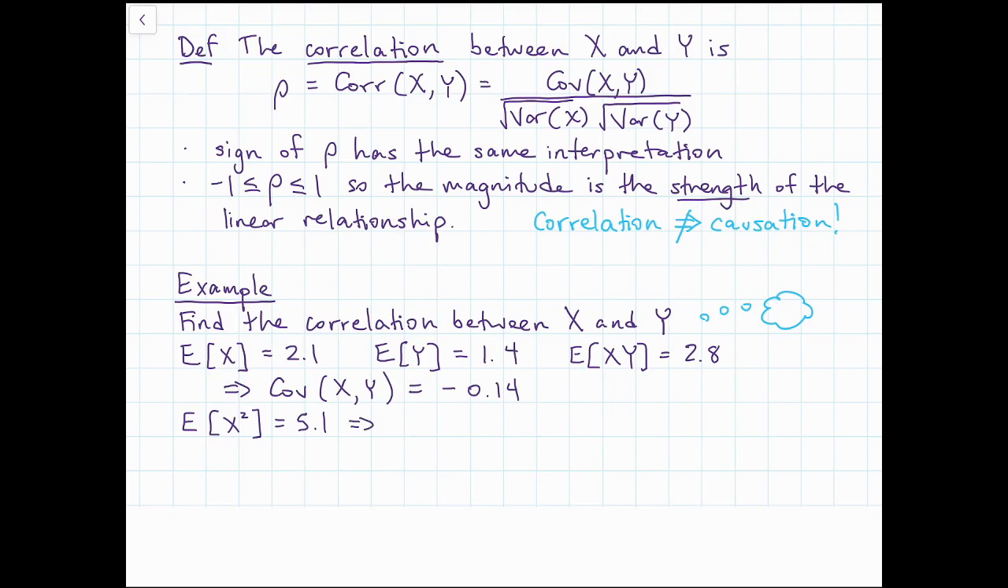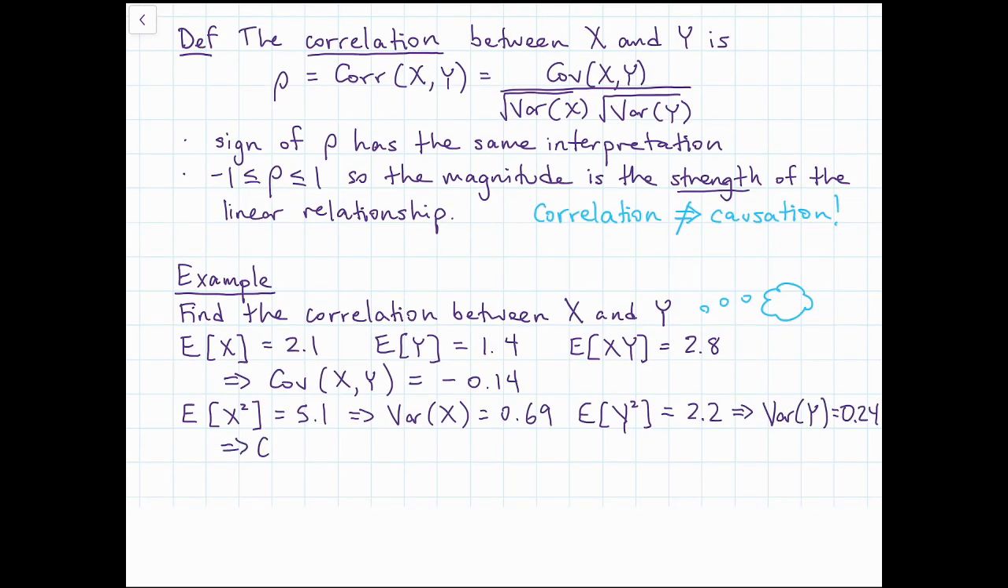Then we have E of x squared is 5.1, which tells us that the variance of x is 0.69. E of y squared is 2.2, which tells us that the variance of y is 0.24. And all that together tells us that the correlation of x and y is negative 0.344. And that's looking like a sort of medium to weakish negative relationship between those quantities, x and y. And again, if X and Y are the number of products purchased by one person from two competing brands, it should make sense that there would be a negative relationship between them.